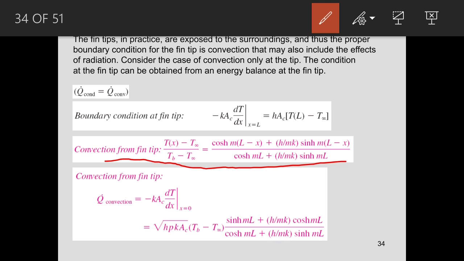After finding this temperature distribution, we can find the total amount of heat transfer from this fin as Q convection fin tip = −k Ac dT/dx at x = 0, and this is our formula. The heat transfer from that fin is Q = √(hP k Ac) (Tb − T∞) multiplied by [sinh(mL) + (h/mk) cosh(mL)] divided by [cosh(mL) + (h/mk) sinh(mL)].